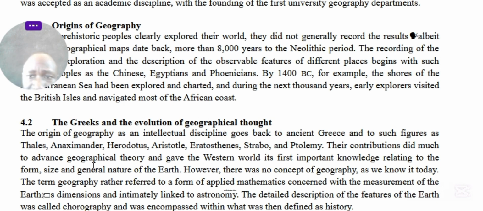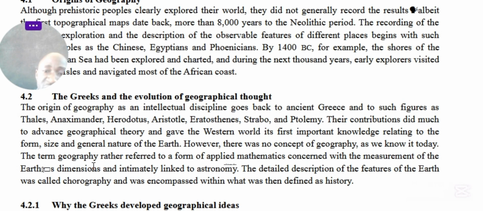In the 19th century, we are seeing that many people, especially the academics who were involved in research, adopted geography as a discipline, depending on higher institutions of learning like the universities and university geography departments.